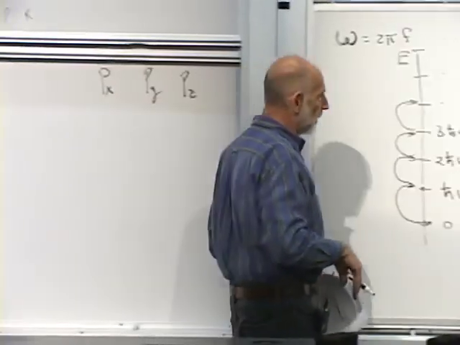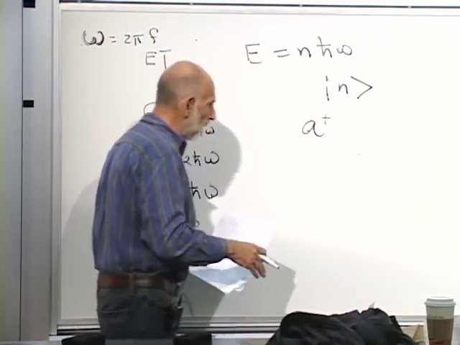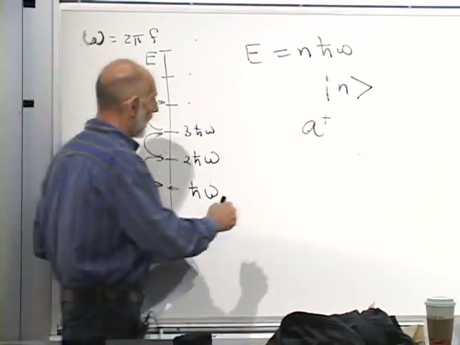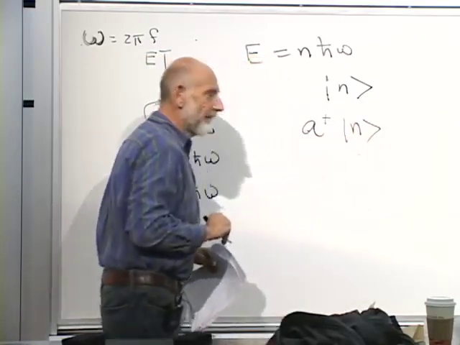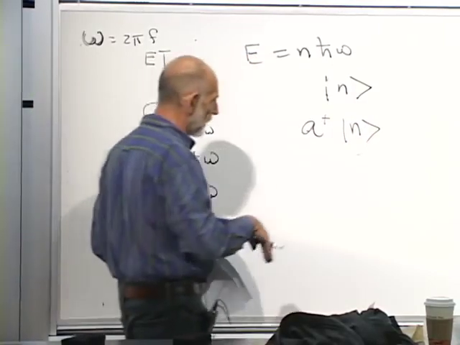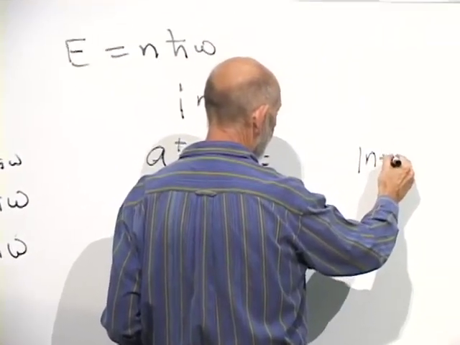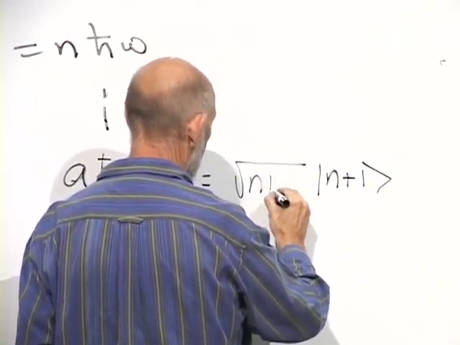So we can write down what it does. Let's call it a plus. And the plus indicates that it raises the energy of a state. And it acts on the nth state to give what? N plus 1, but with a coefficient in front of it. Square root of n plus 1.